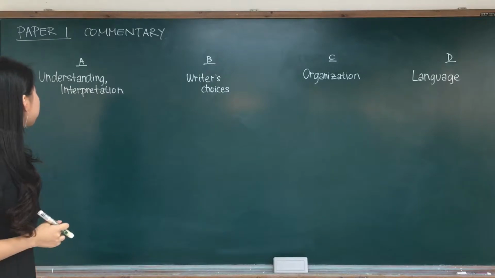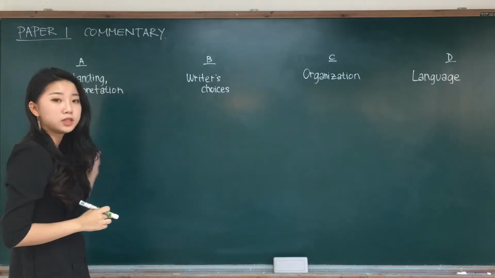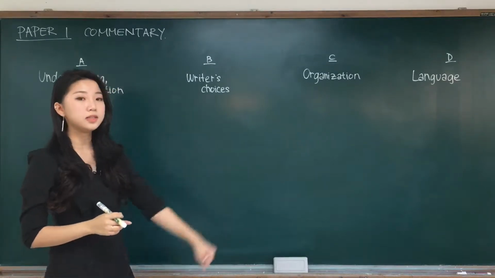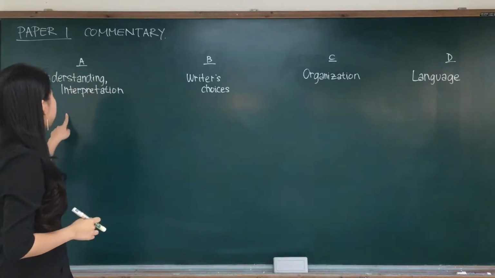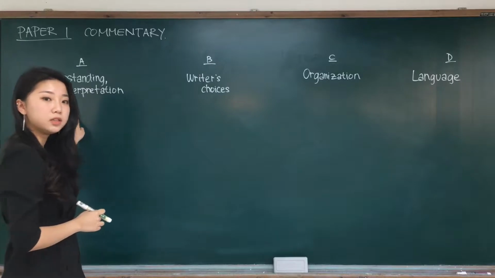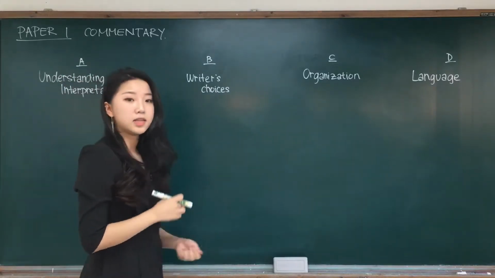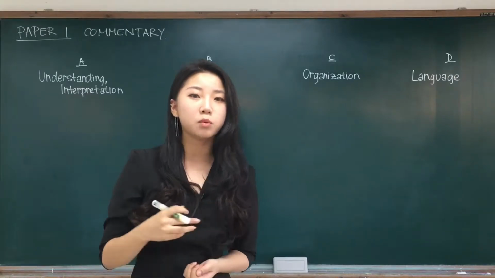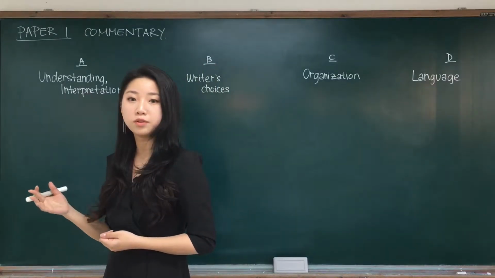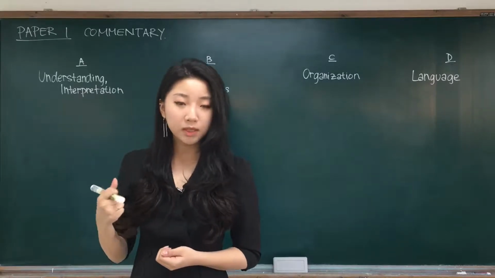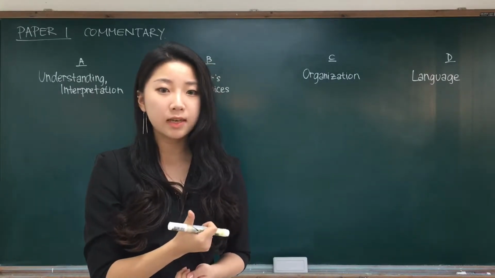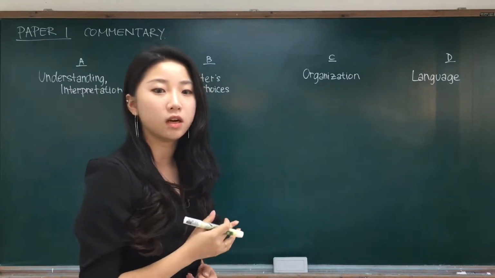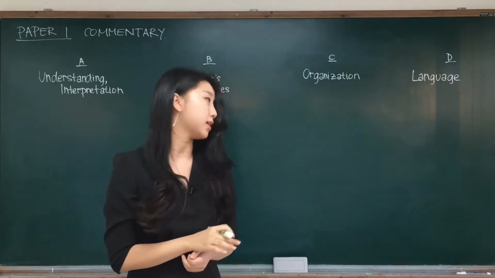As you know, there are 4 sections to the criteria: Criterion A, Criterion B, C, and D. Criterion A is the understanding and interpretation. This means that the examiner looks for how well you interpret the text and how well your understanding is shown through your writing. You need to be clear in how you present your ideas, and the examiner also looks for how successfully your ideas are supported by reference to the text.